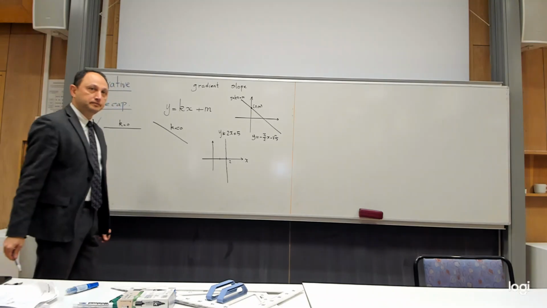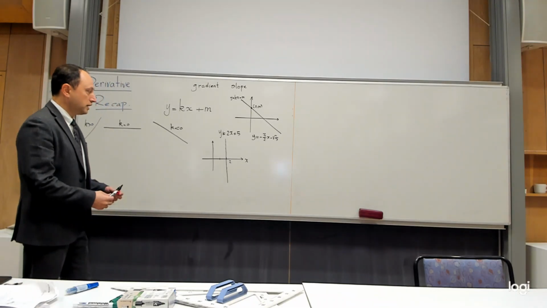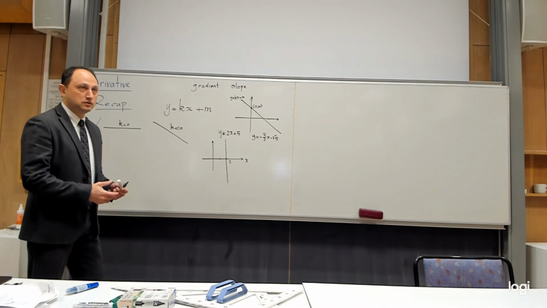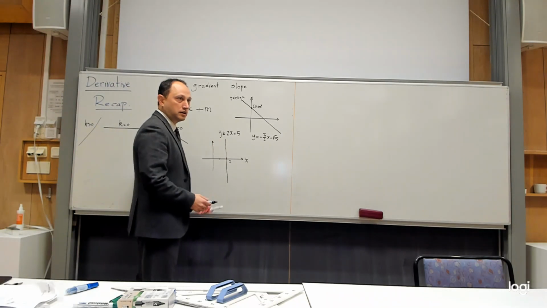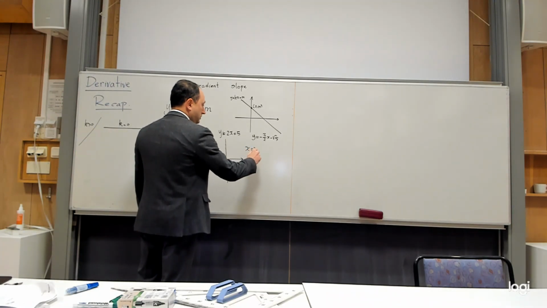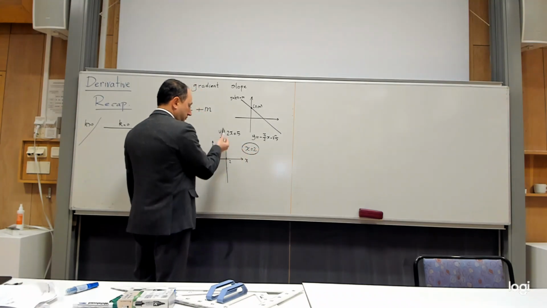Yes, Abdul? They have the same x value. The same x value, and that is exactly equal to? 2. So what is an equation for this line? x equals 2. x equals 2 is a good representation for this line.